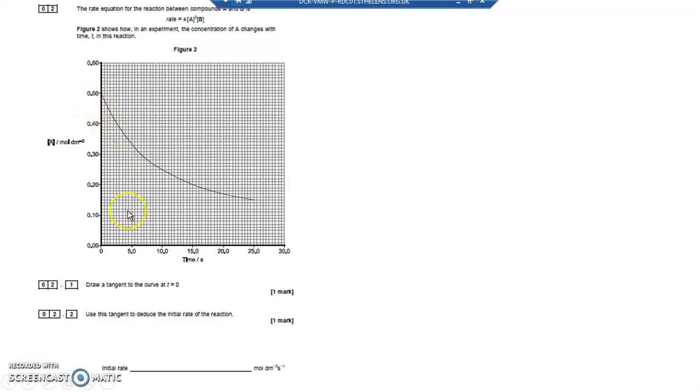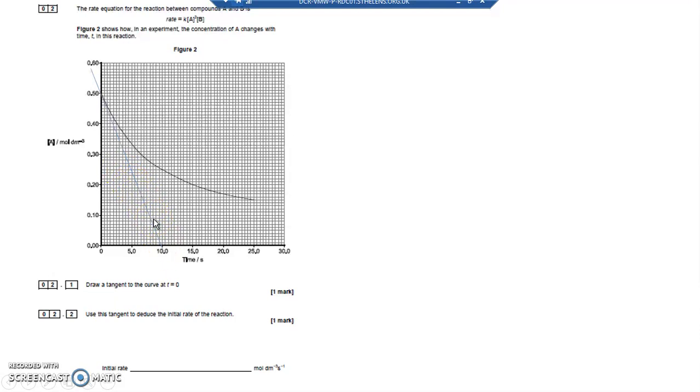Question 2 asks us to draw a tangent to the curve at t equals 0, time equals 0. So we draw a tangent to this curve. It's got to touch at that point, touch at time 0. It's got to touch the curve there and be equidistant, equal distance coming down here, not crossing the line at any point, so not too sharp, not too shallow, just touching, and be equidistant, equal distance either side with the curve. You get a little bit of leeway either way.